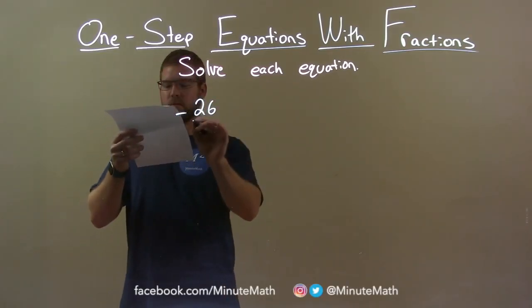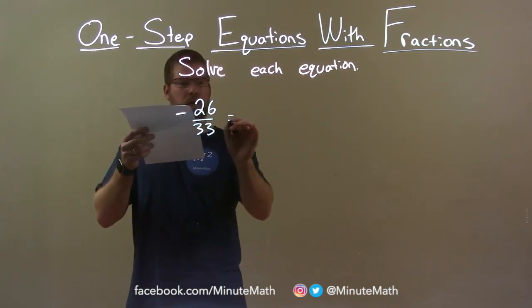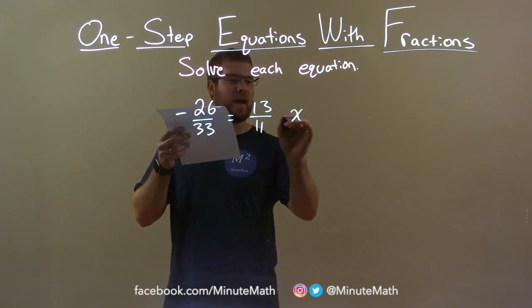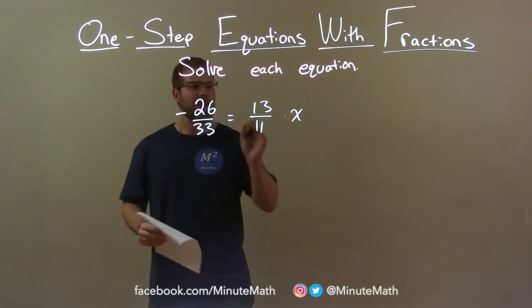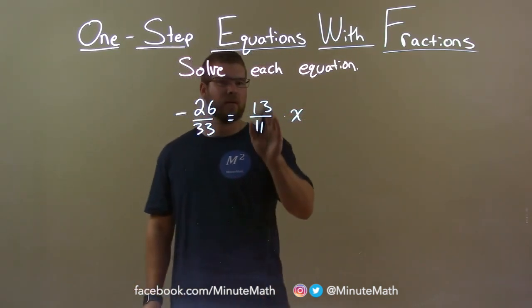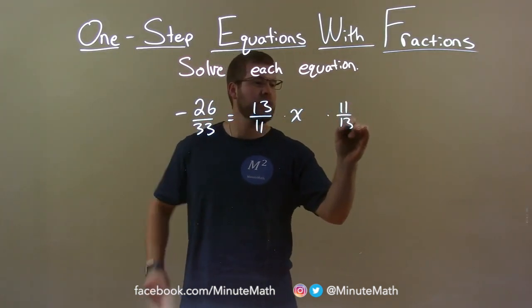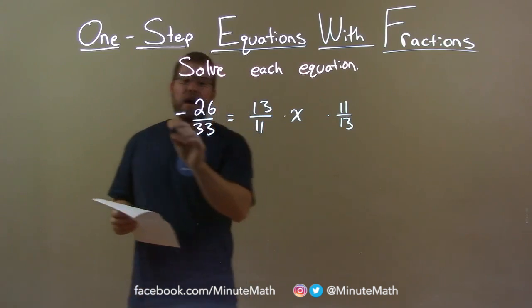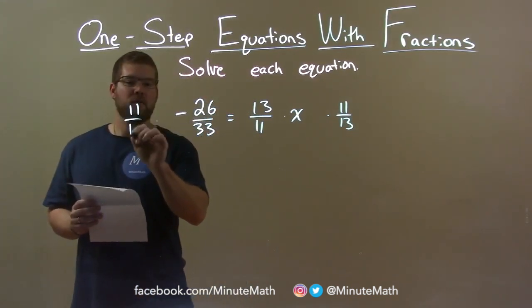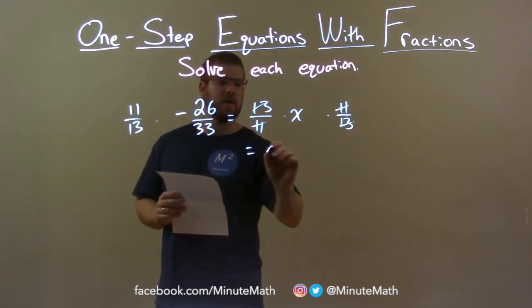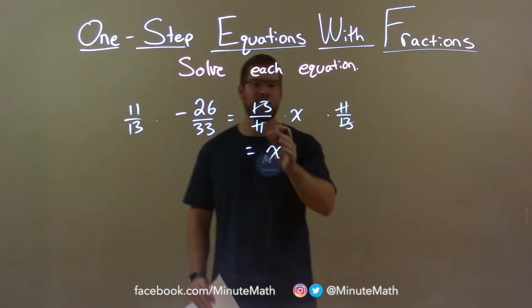Negative 26 over 33 is equal to 13 over 11 times x. All right? Well, to get x by itself, I'm going to multiply both sides by the reciprocal of 13 over 11, which is 11 over 13. All right? Now I got to do that to both sides, 11 over 13, and this eliminates here, the 13s and 11s cancel, eliminates the coefficient on the right, giving me x by itself.